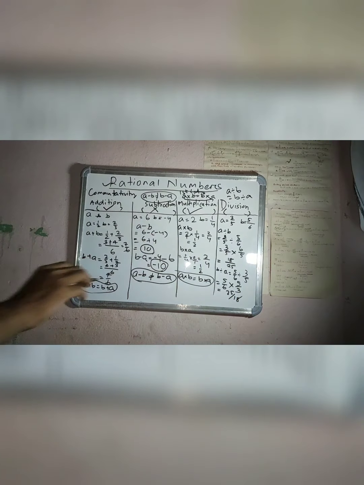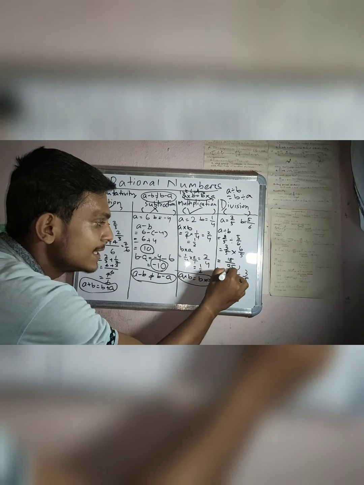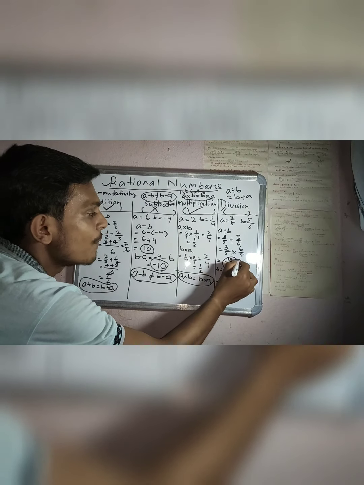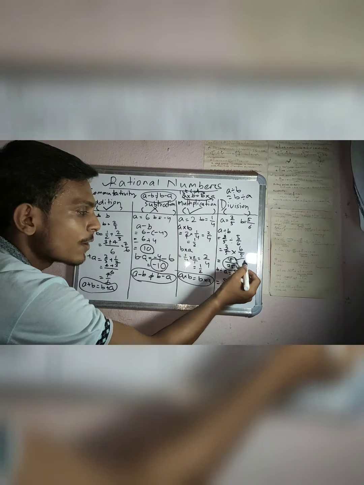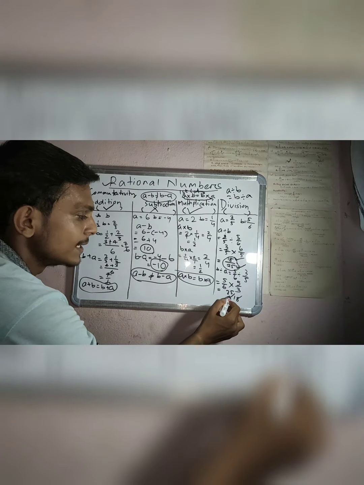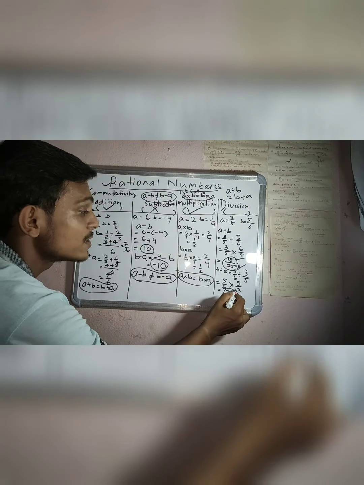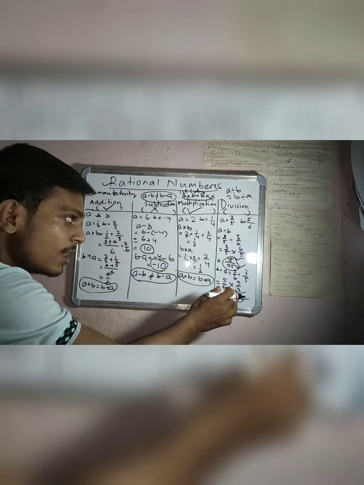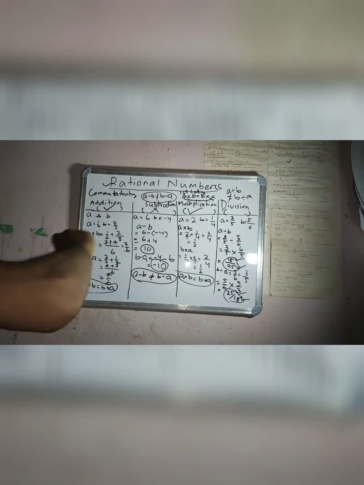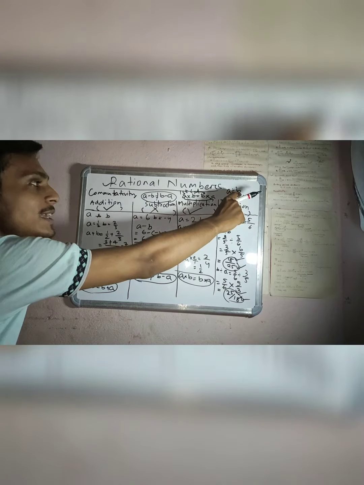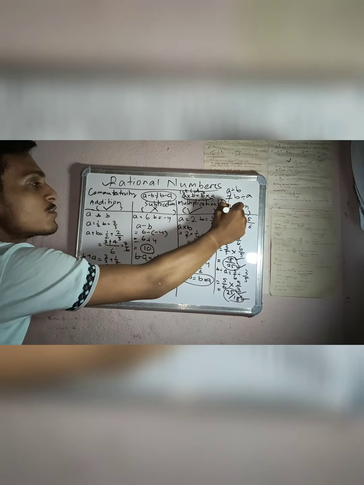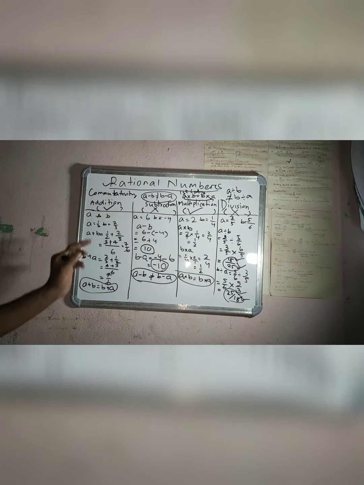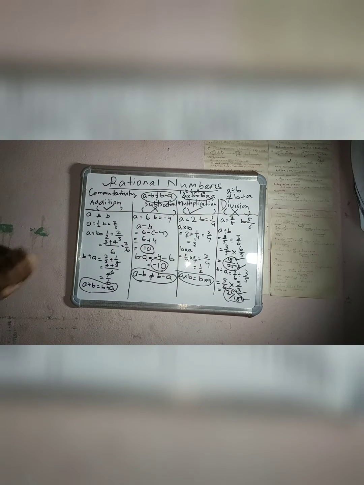Are 18 by 25 and 25 by 18 equal? No. In this case, 18 is the upper number, 25 is the lower number. But in this case, 25 is the upper number, 18 is the lower number. So these are not equal. So a divided by b is not equal to b divided by a. So division is not commutative for rational numbers.